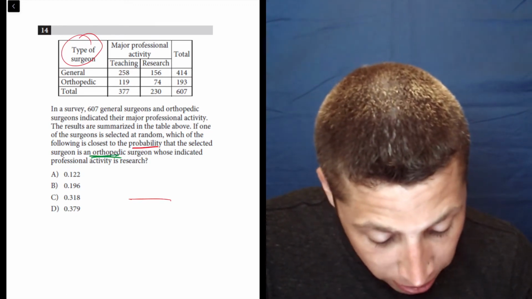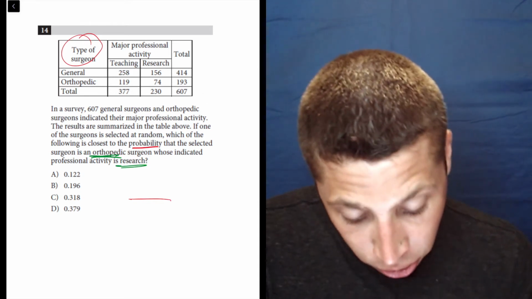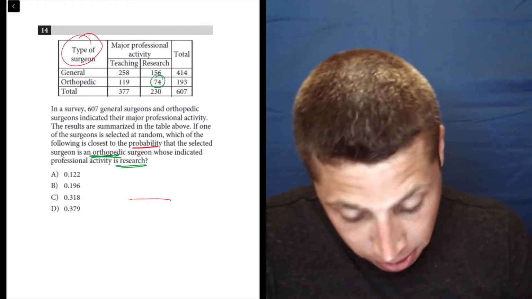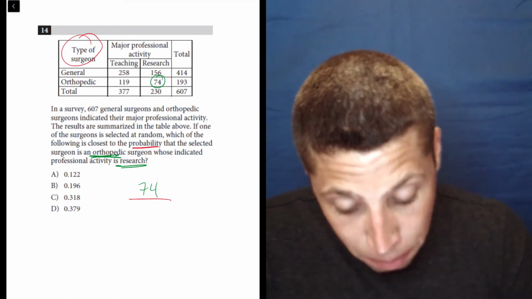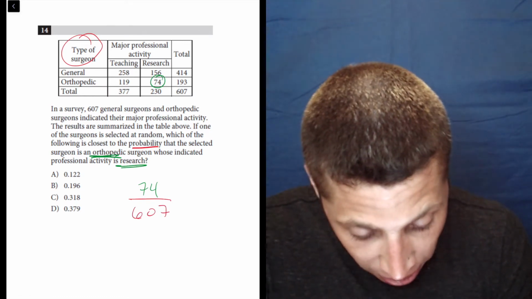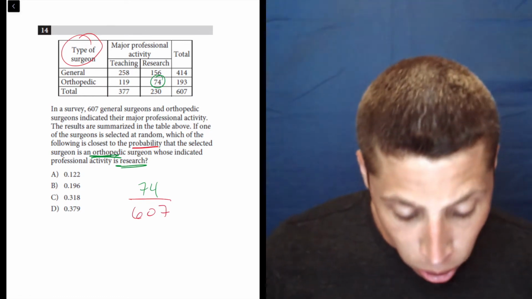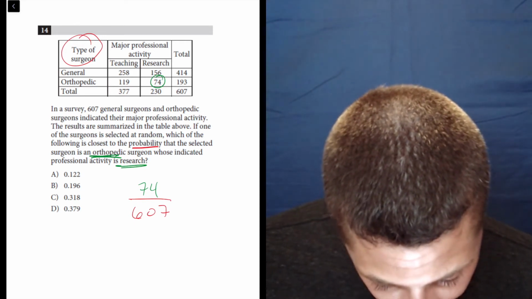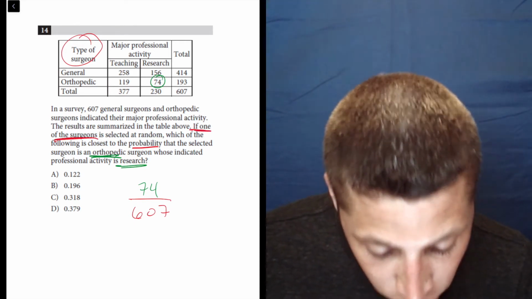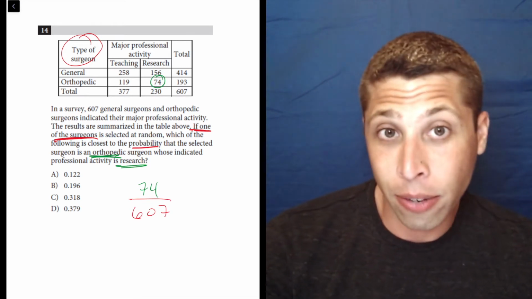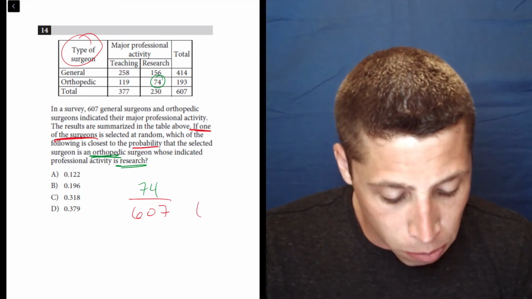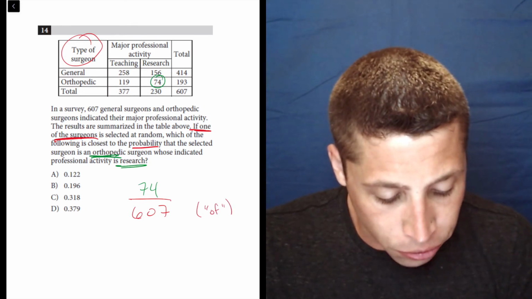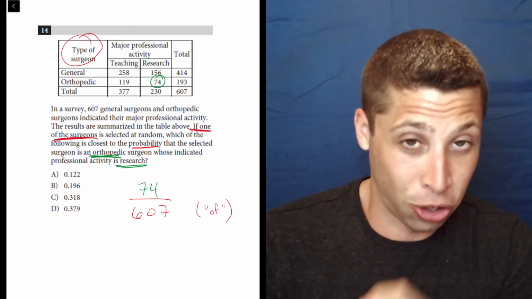So orthopedic and research. So that's right here. So that means 74. And in this case, the bottom piece is 607 because they're asking about all of the surgeons, right? So let me underline that. If one of the surgeons is selected at random, the bottom of your fraction is almost always going to be the result of the "of" portion of the question.